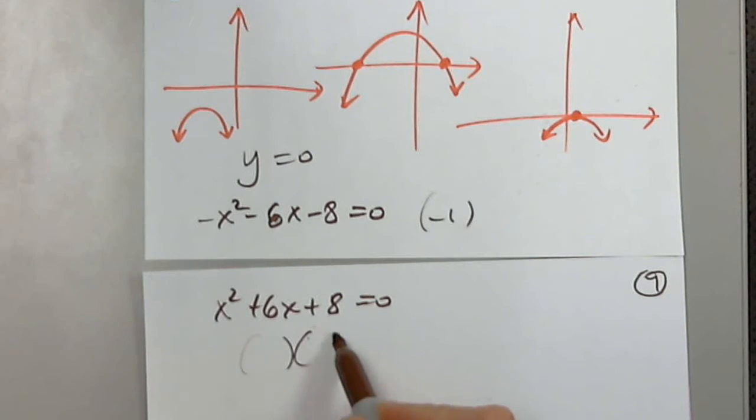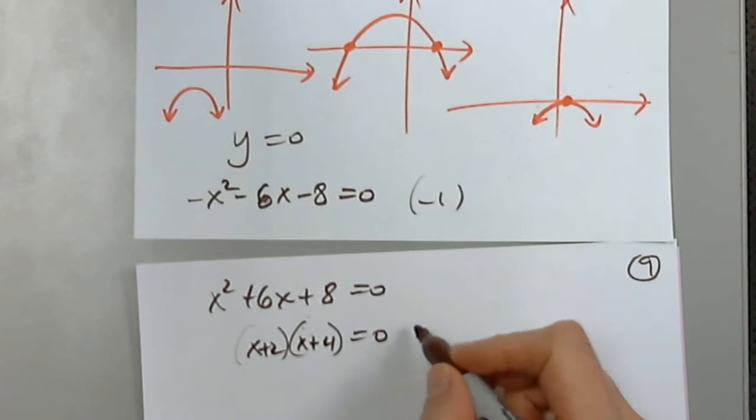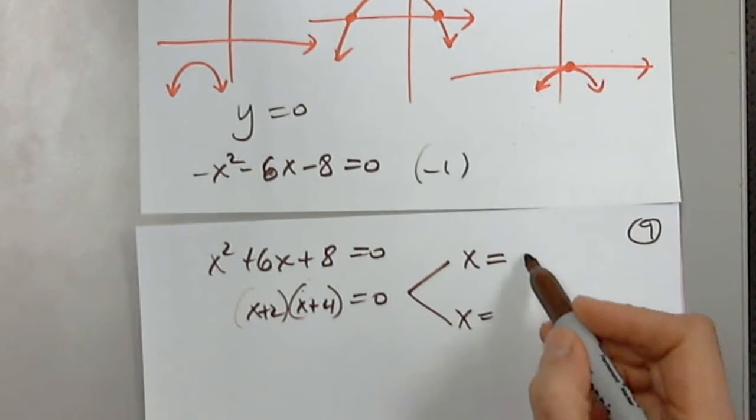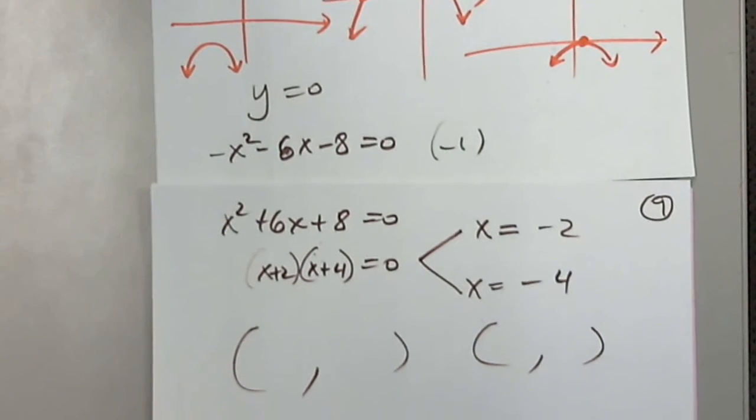So now, x plus 2, x plus 4. So the two options are... awesome. So what are the ordered pairs that are the x-intercepts? That's okay.